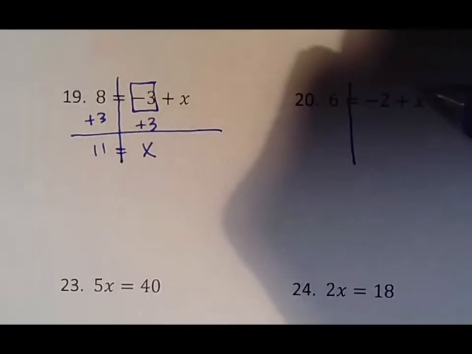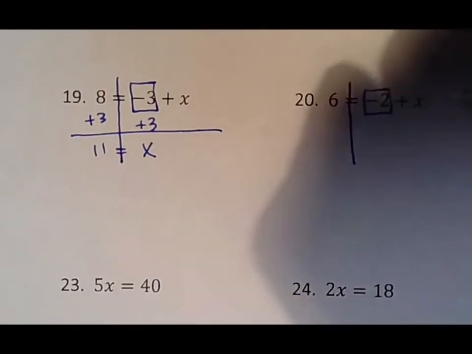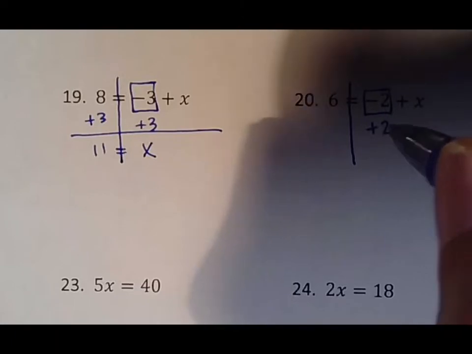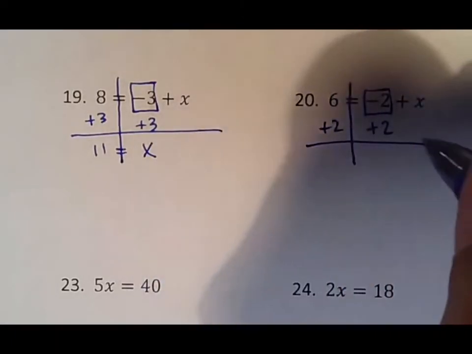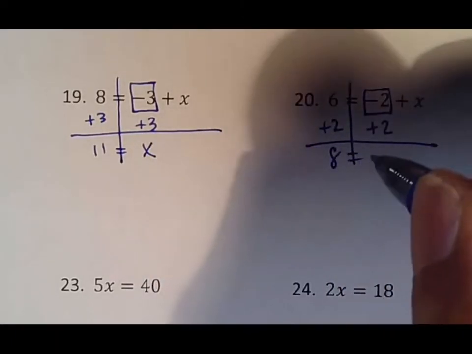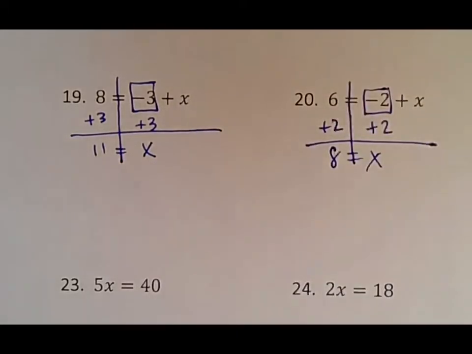So again, x is over here with a negative 2. So the way we get rid of a negative 2 is with a positive 2. 6 plus 2 is 8, and 8 is equal to x.